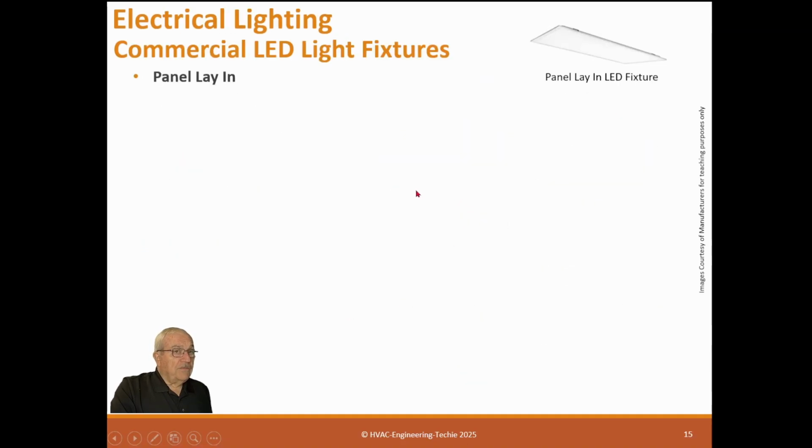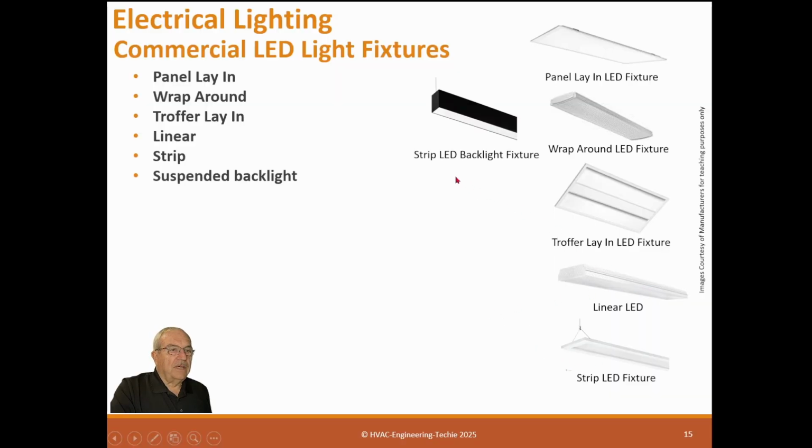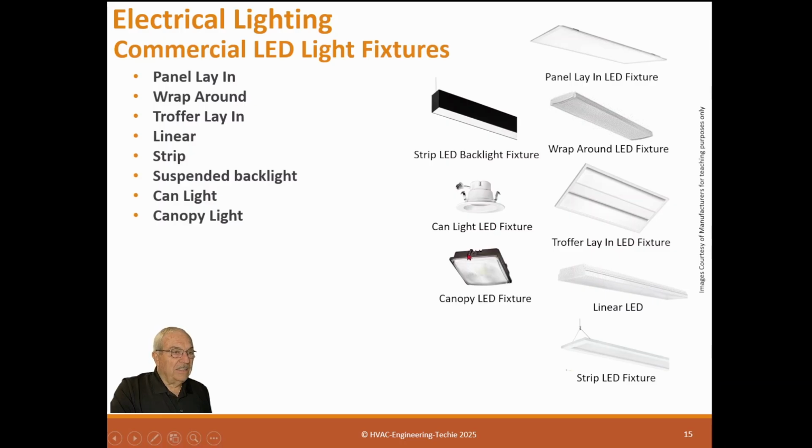So commercial LED fixtures, we have panel lay-in fixtures that look like a regular fluorescent troffer. We have wraparound LED fixtures, looks like a standard fluorescent. And we have troffer lay-in LED fixtures that have only 2 bulbs instead of the 4 like we'd have up here, even though they'll do near the same amount of light. And then we have linear LEDs. We have strip linear fixtures. And we also have, this is a hanging fixture. This is a can light LED, canopy lights, emergency lights.